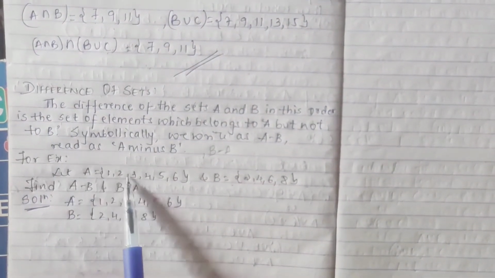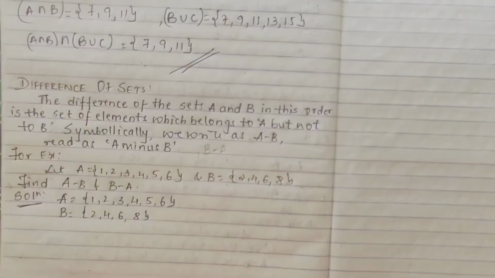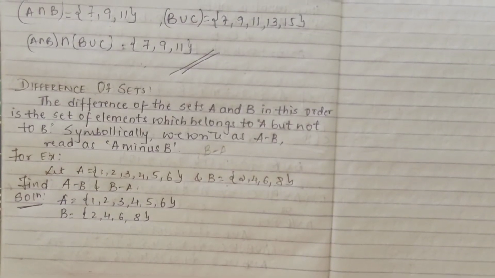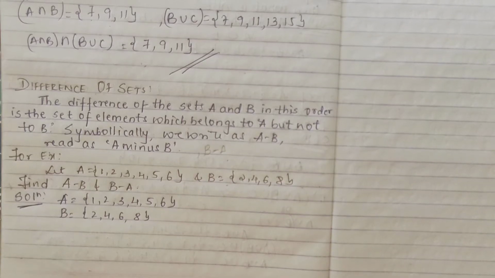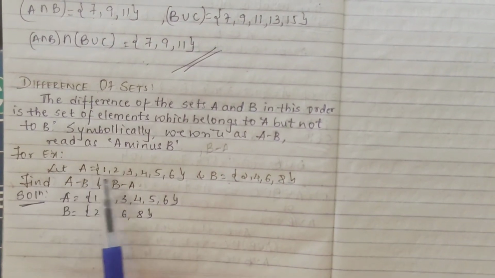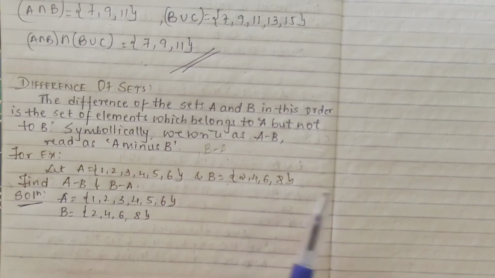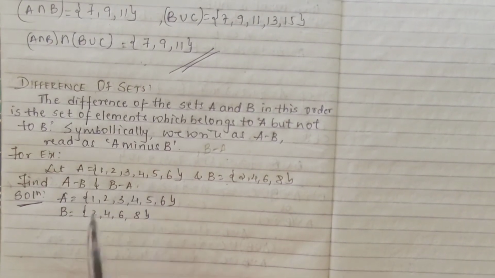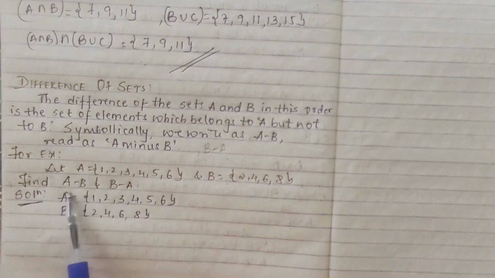Suppose A is equal to {1, 2, 3, 4, 5, 6}. So I am considering the example. Let A is equal to {1, 2, 3, 4, 5, 6}, B is {2, 4, 6, 8}, and they're telling you to find A minus B and B minus A.